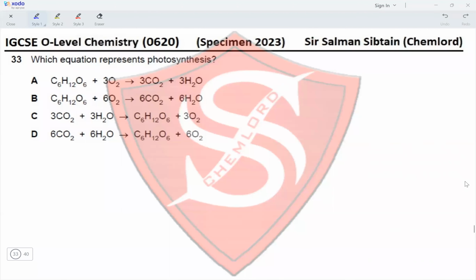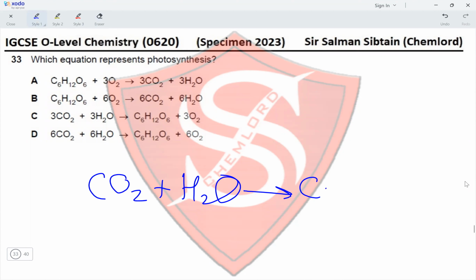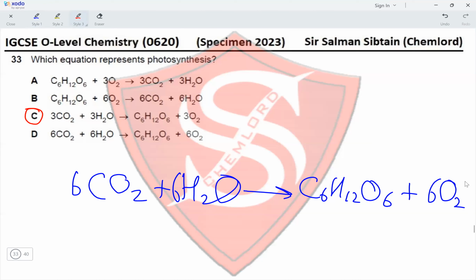Question 33. Which equation represents photosynthesis? Photosynthesis is the reaction of carbon dioxide and water. So CO2 and H2O. This produces C6H12O6. So 6 CO2 and 6 H2O, and it produces 6 moles of oxygen. So 6 moles of carbon dioxide react with 6 moles of water, producing glucose and 6 moles of oxygen. This makes option C the correct option for this question.